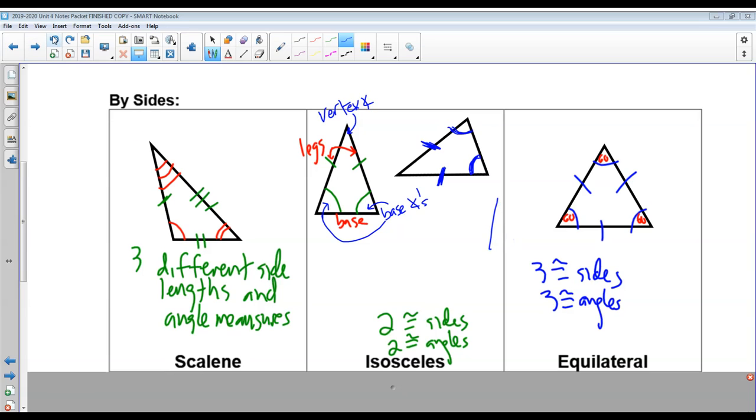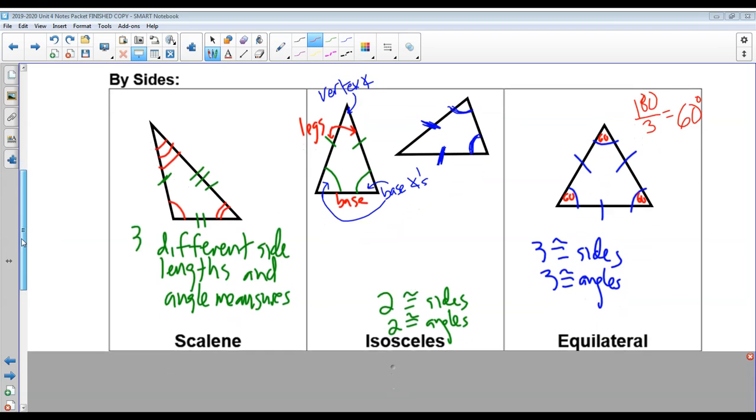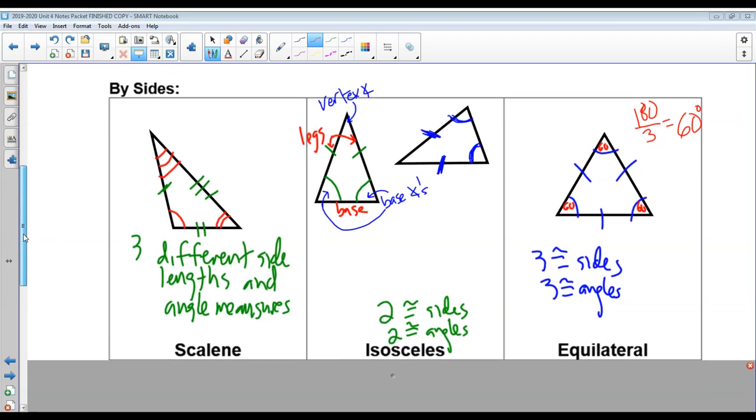All right, equilateral triangle, 3 congruent sides, 3 congruent angles. Now what I marked in here was a little bit of foreshadowing. We talked about this earlier in the year, but we know a triangle's angles add to 180 degrees. So if I take that 180 and cut it into 3 equal parts, I know each angle has to be 60 degrees. So that's how I marked in those angles there. So if you need any more time, please pause.